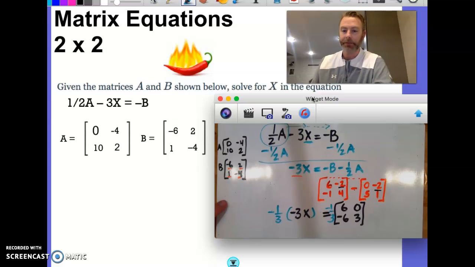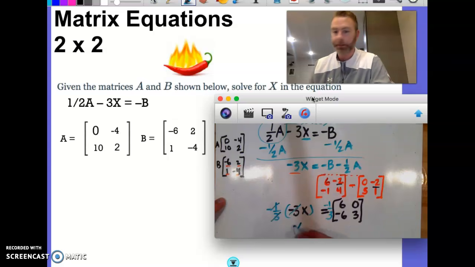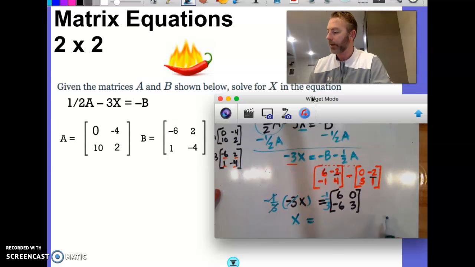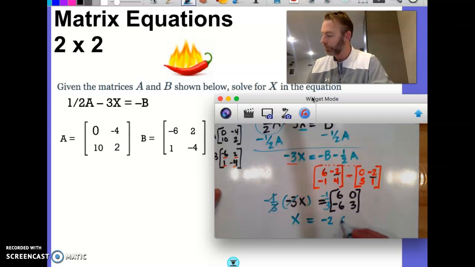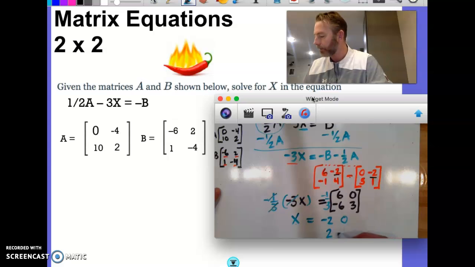Multiply both sides by the inverse of that. -1/3 times -3 times matrix X. These cancel. So this is going to be just matrix X. And then here I just take this as a scalar. -1/3 times each of these elements. So 1/3 of 6 is 2. And it's a minus. 1/3 of 0 is 0. 1/3 of -6 is +2. And 1/3 of 3 is 1. And it's a minus, so it's a -1.